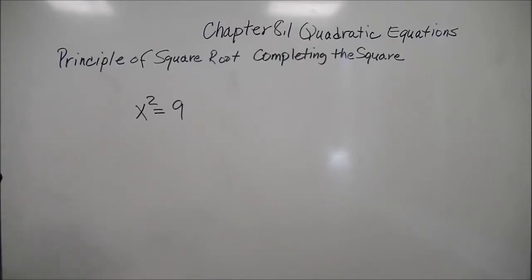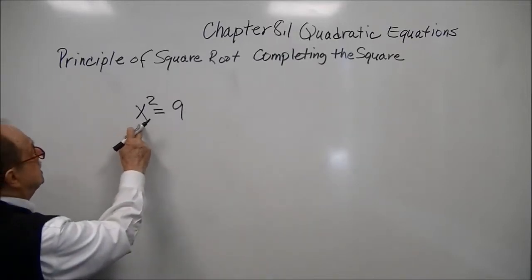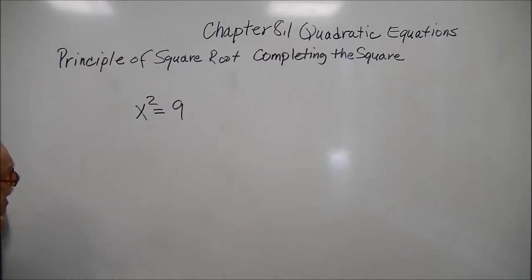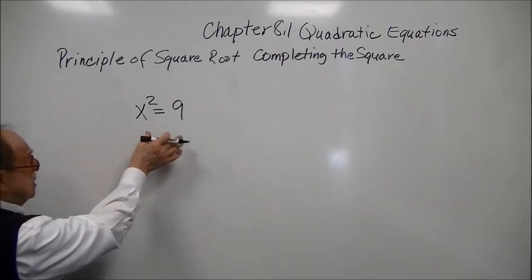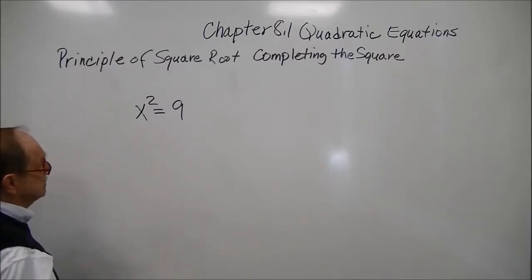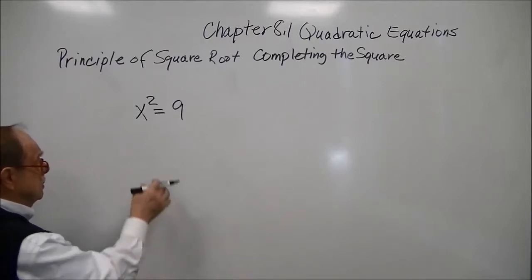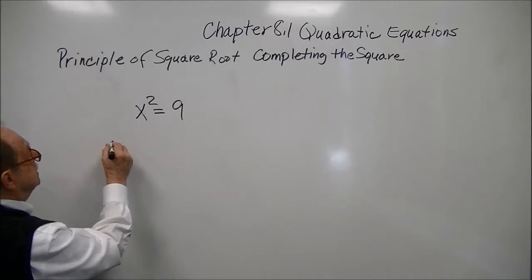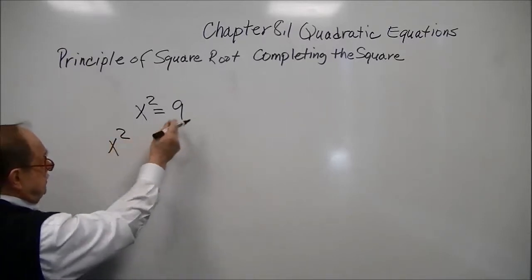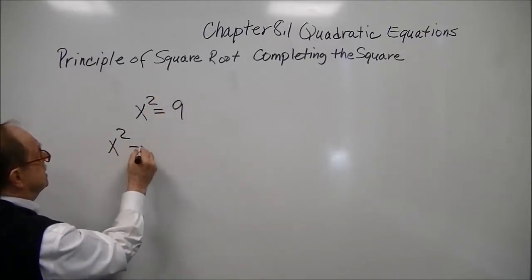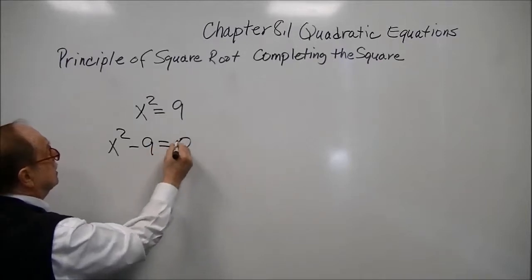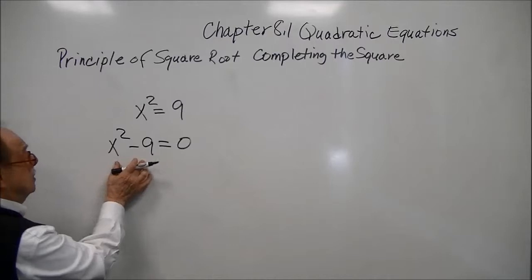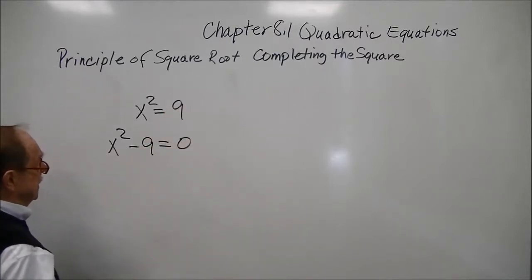But as an introduction, if we see something like this, x squared equals 9, it is a quadratic equation. In the past, when we would solve this, we would put it in standard form. We would transpose the 9 and then equate it to 0. This is the standard form of the quadratic equation.